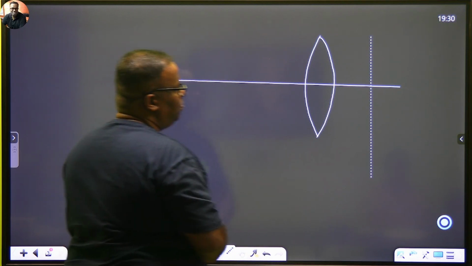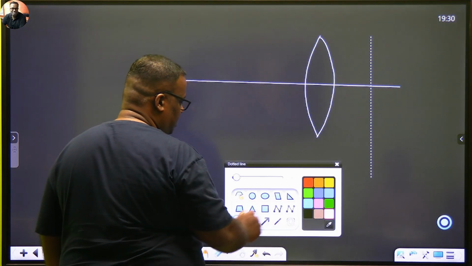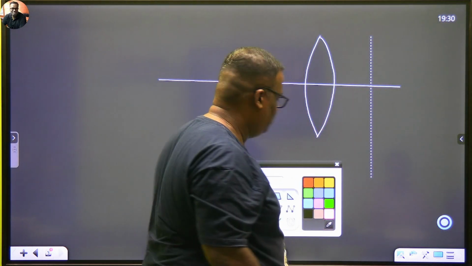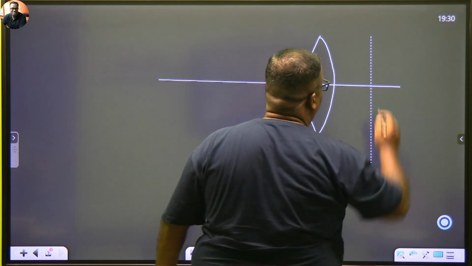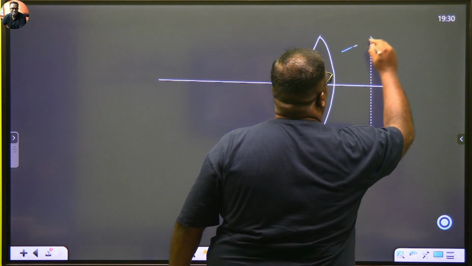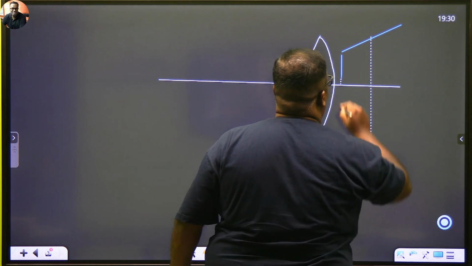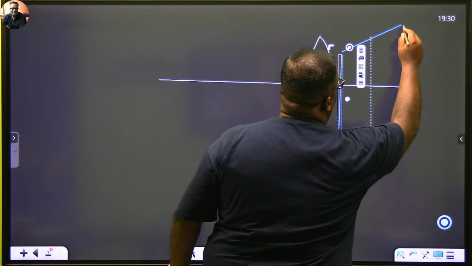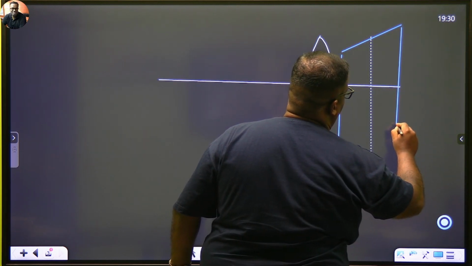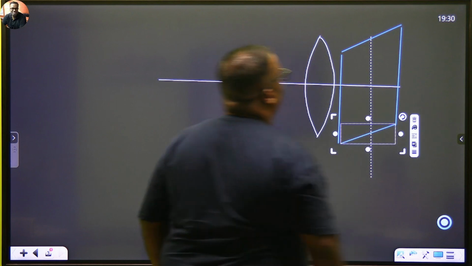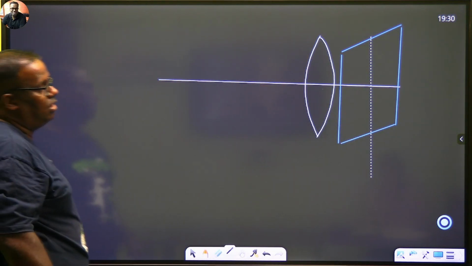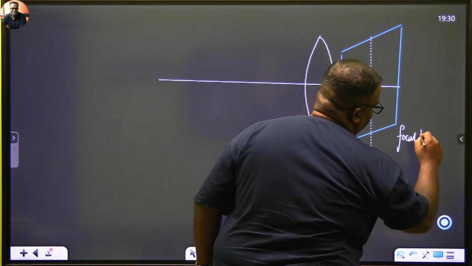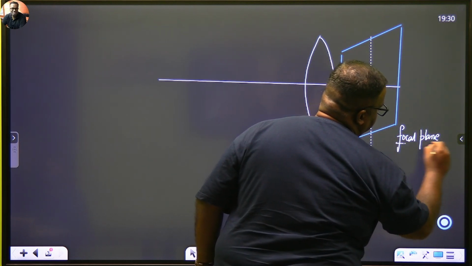Okay. So here, if children try and understand, on that rod, I am trying to put one A4 page. What am I trying to do? I am trying to put an A4 page on this particular rod. Then what I have made is basically known as a focal plane. Focal plane.